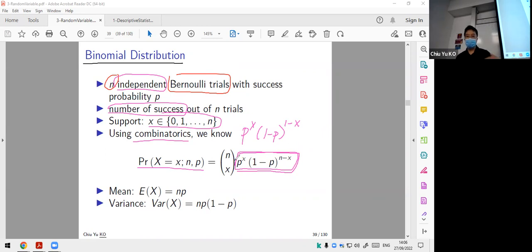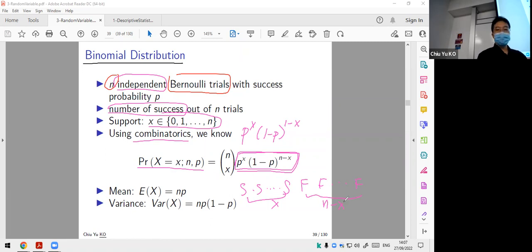Suppose among the n outcomes, we want x of them to be successful. That means we want success x times, and the rest failure. What is the probability of that? Because we want success x times, and then failure n minus x times. Remember the independence: for the intersection, when events are independent, you just multiply.